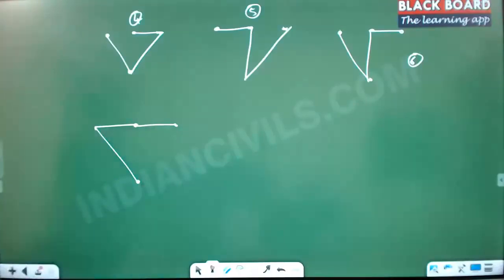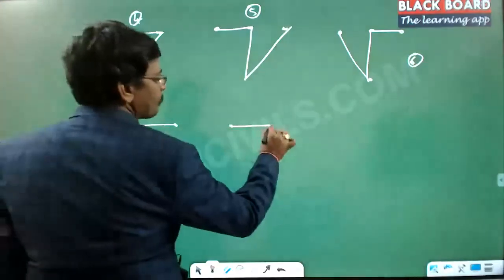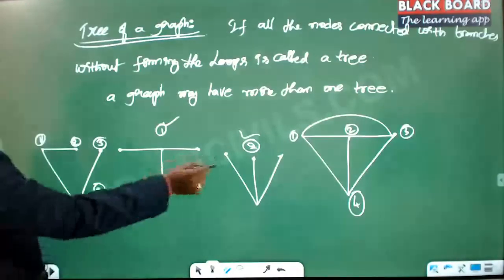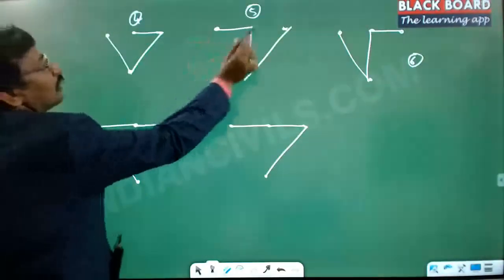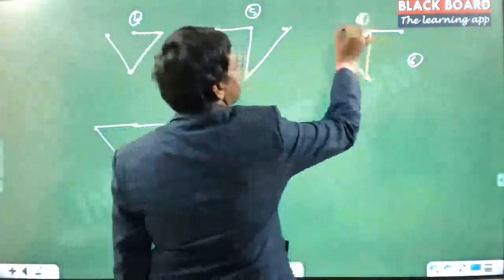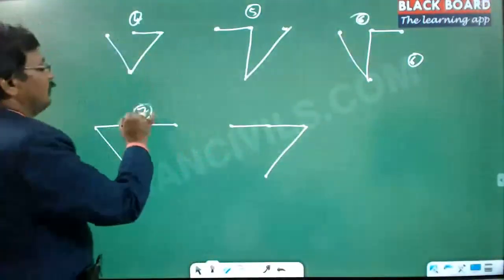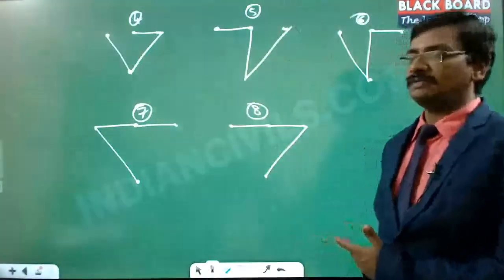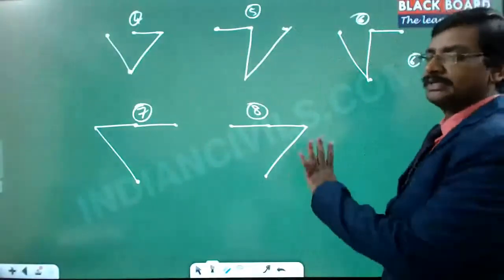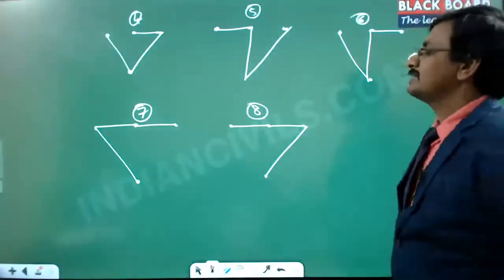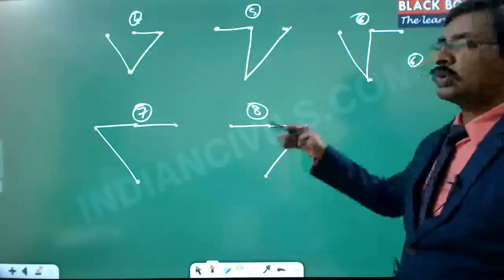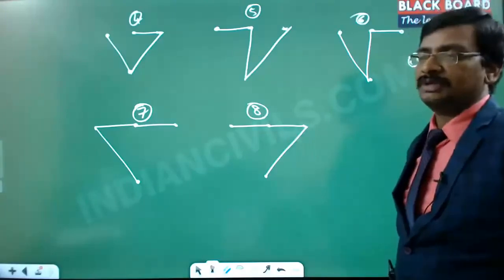So this is also one graph, and the other way also. So these are 1, 2, 3, 4, 5, 6, 7, 8. So we formed 8 different graphs, and everything satisfies the condition that it connects each and every node of that particular graph, and no closed loop is formed. Got it? Understood?